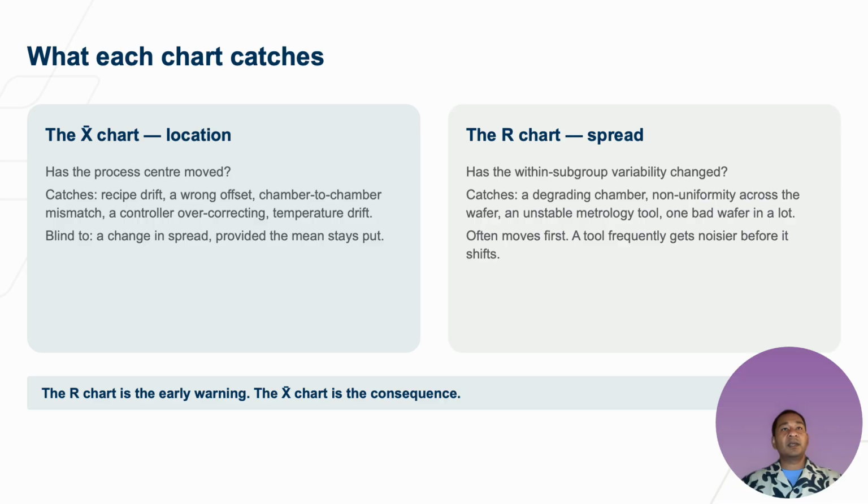So the practical point now: the R chart often moves first for the physical reason I just gave. A tool usually gets noisier before it gets biased. So the R chart is the early warning and the X bar chart is the consequence. If you are only going to look at one of them in a hurry, and people do, look at the one that moves first.